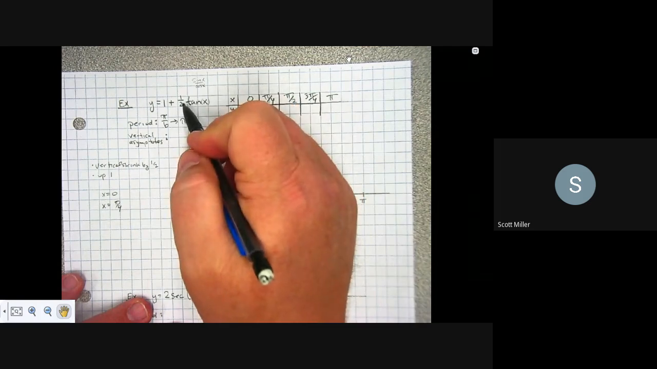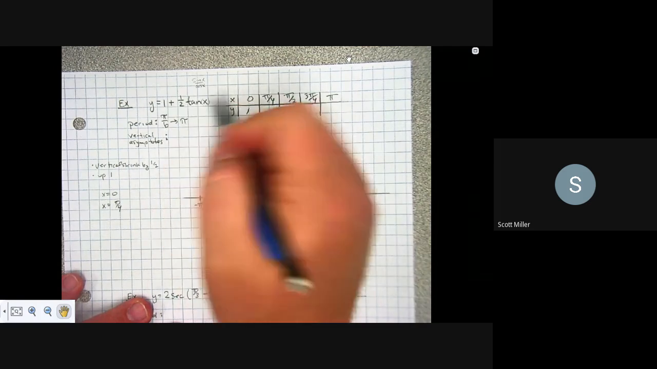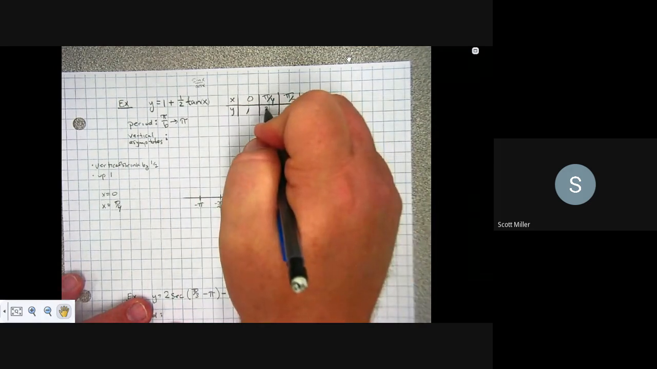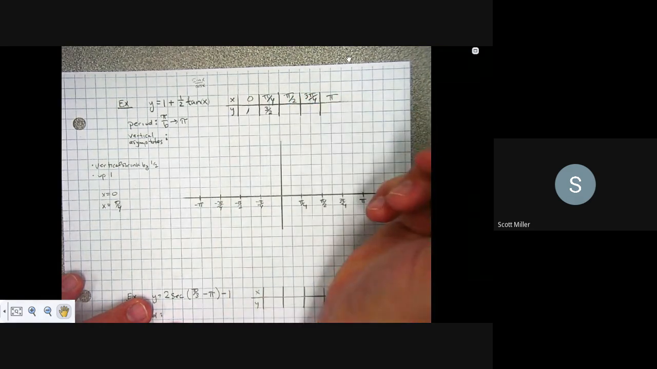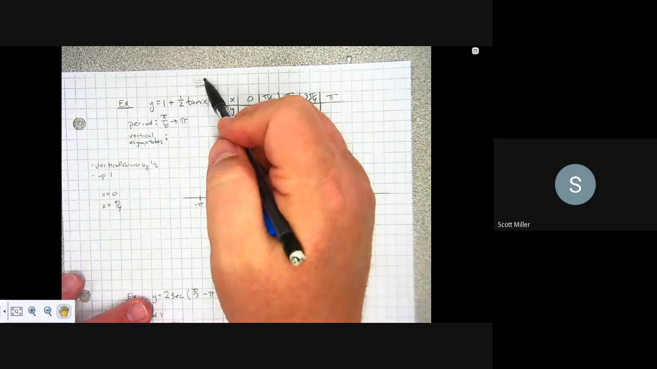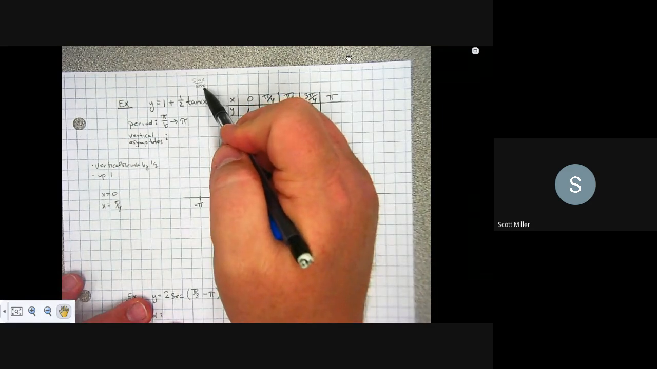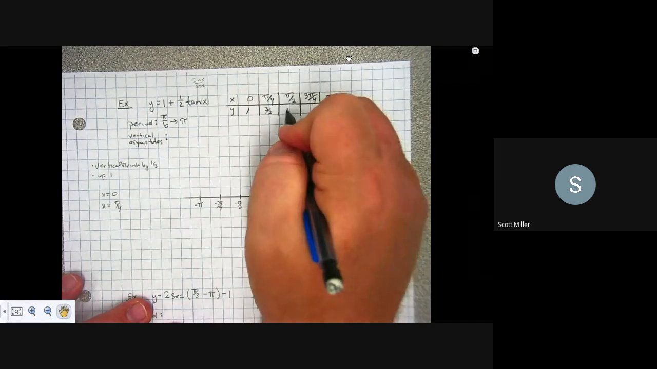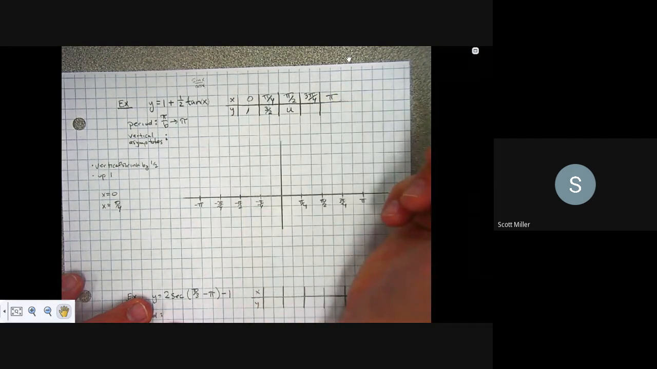Times a half is 1/2. So 1 plus a half is 1 1/2, or 3 over 2. At pi over 2, when I plug it in, the cosine is 0, and since the cosine's on the bottom, it's undefined. And once I have an undefined, the whole thing is undefined, and you just put a u.